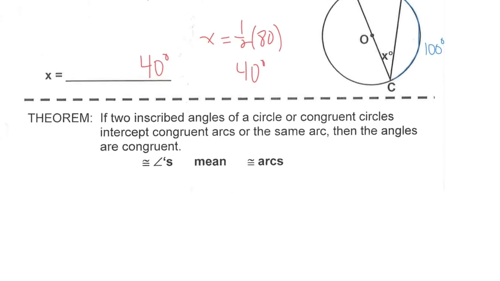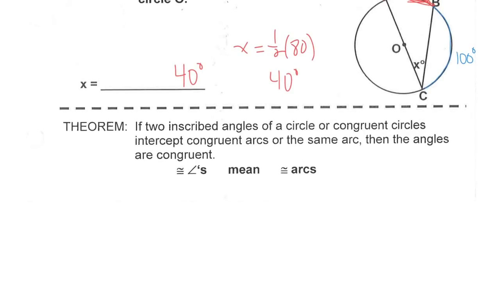Let's look at the next one. This theorem just says if two inscribed angles of a circle or congruent circles intercept congruent arcs or the same arc, then the angles are congruent. So if the angles are congruent, then their arcs are congruent as well. Let's look at the next page.